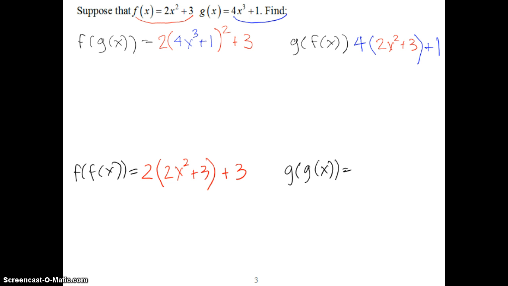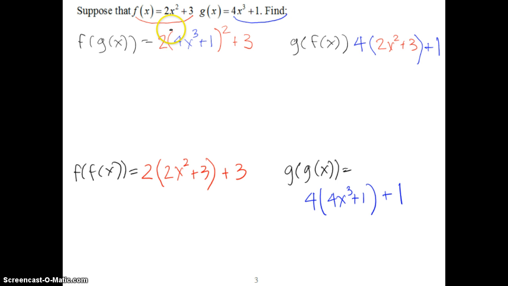Same thing for g of x. We're going to take g of x, 4x cubed plus 1, and plug that function into the x in that function. So we're going to say 4 parentheses 4x cubed plus 1, close parentheses, plus 1.